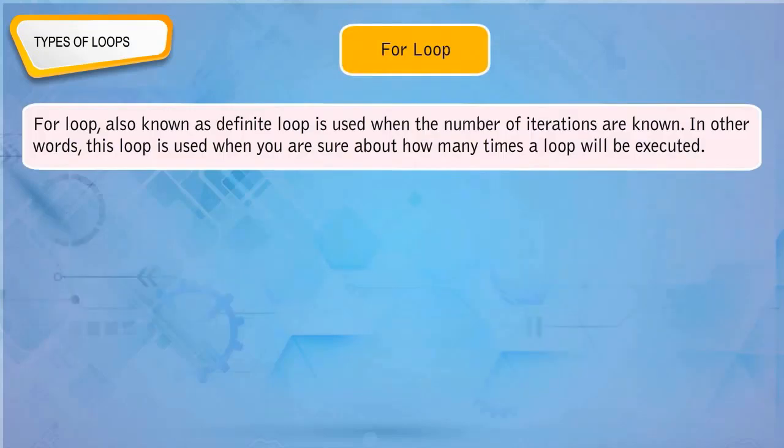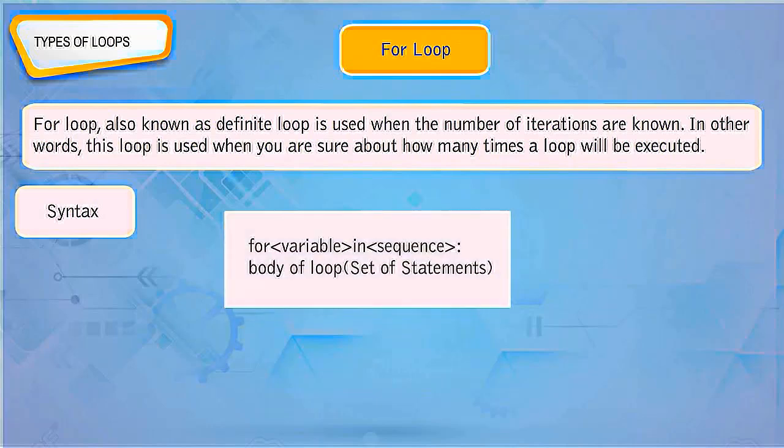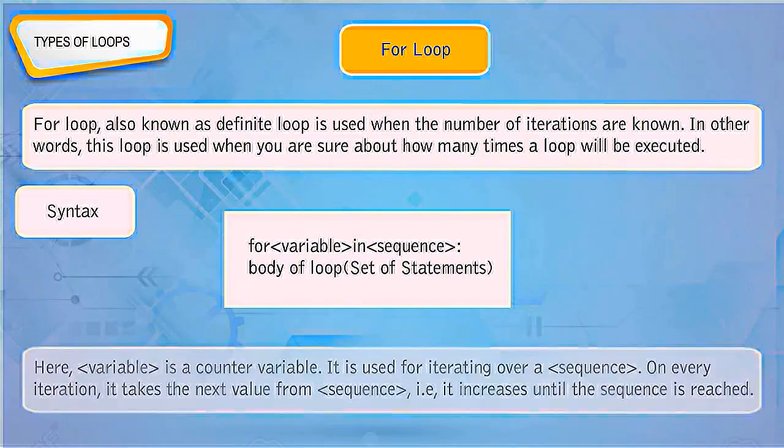For loop. A for loop, also known as a definite loop, is used when the number of iterations is known. In other words, this loop is used when you are sure about how many times a loop will be executed. Syntax: for variable in sequence, body of loop, set of statements.